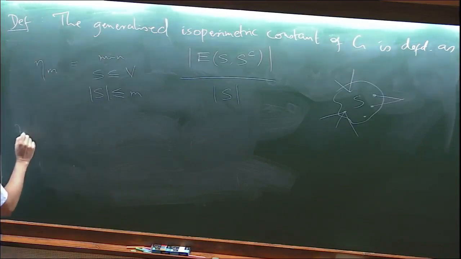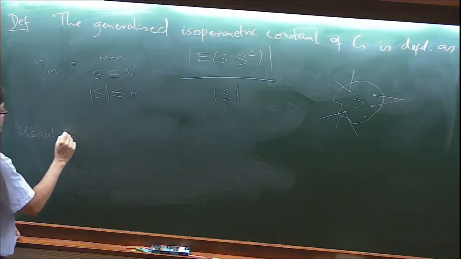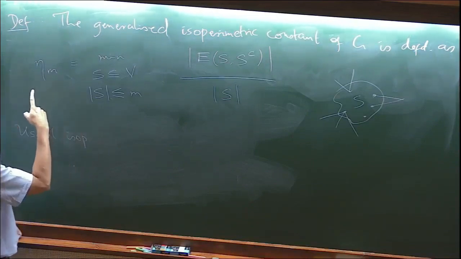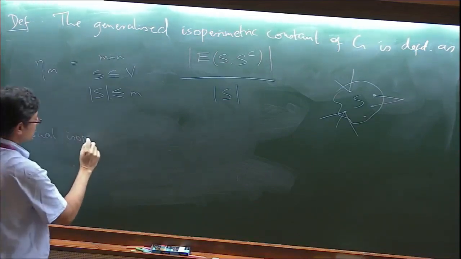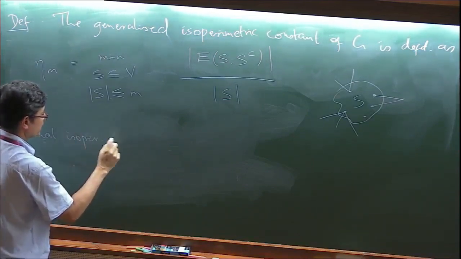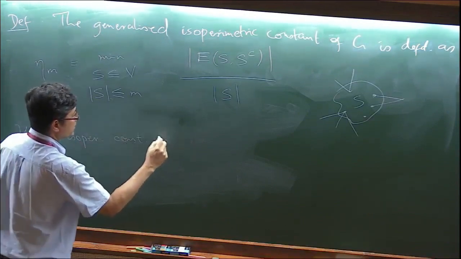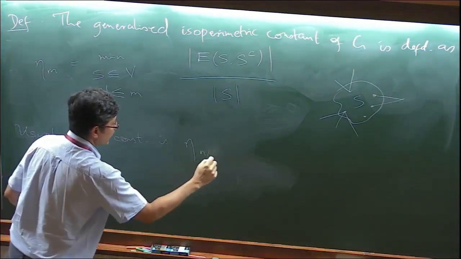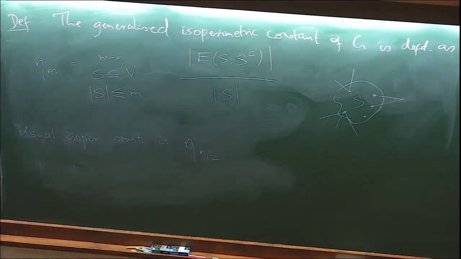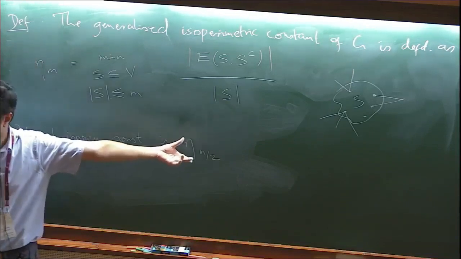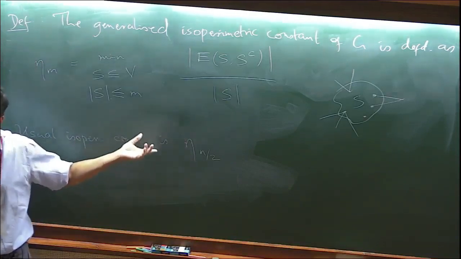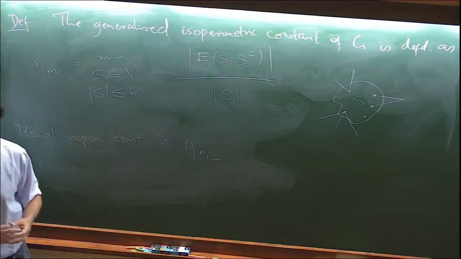And usually the usual isoperimetric constant is eta of n over 2. Usually you allow all subsets up to size n over 2. The reason we might restrict to something smaller is for some graphs you don't have good expansion all the way to n over 2. You might have it till epsilon n or square root n or something.